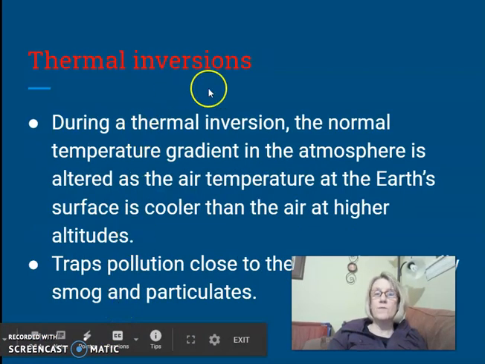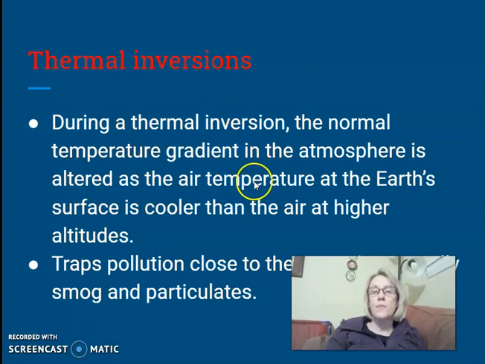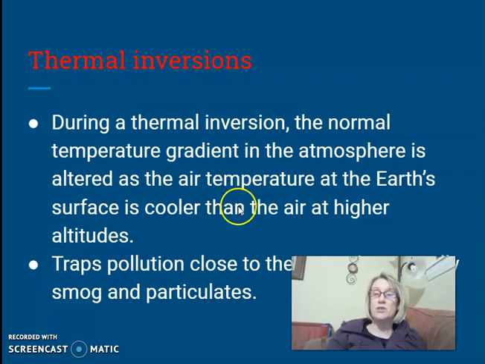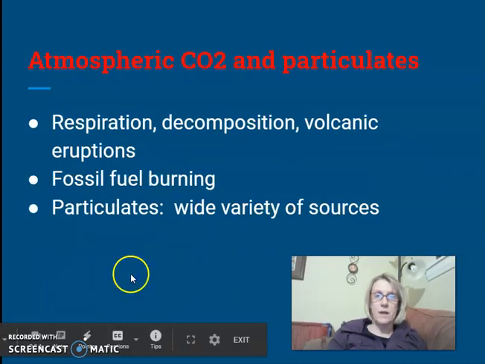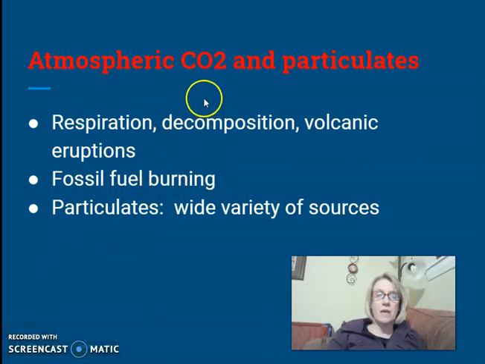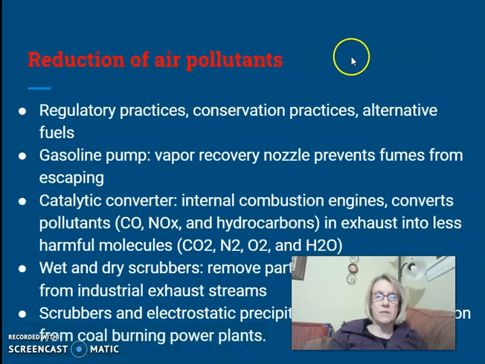All right, thermal inversions. We didn't talk about this here. You might want to go back and review. We talked about thermal inversions when we talked about the atmosphere. So that's when the pollution gets trapped. And that was that Donora smog incident and the Great London smog of 1952 were thermal inversions. All right, atmospheric CO2 and particulates. So there's a big fight going on in whether to classify carbon dioxide as a pollutant or not. Obviously it is, but the EPA is currently not regulating it. And then here are some ways we can reduce air pollutants.